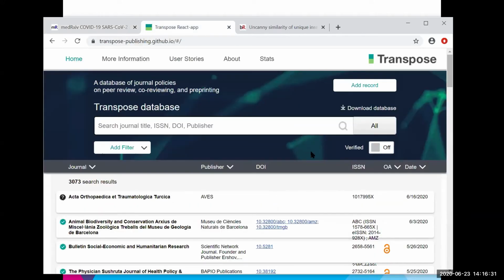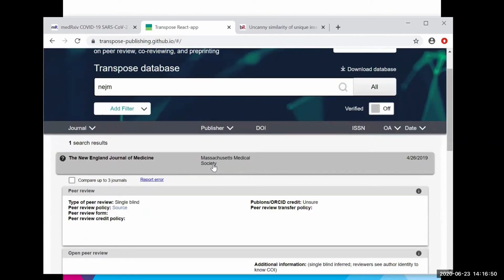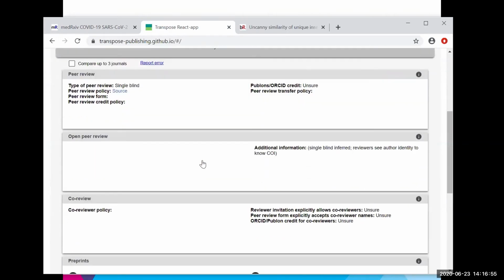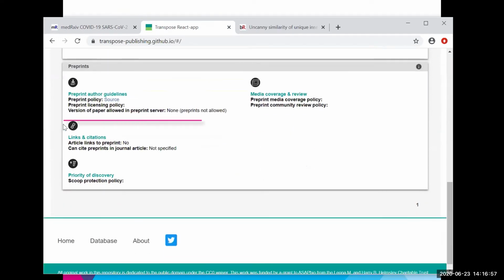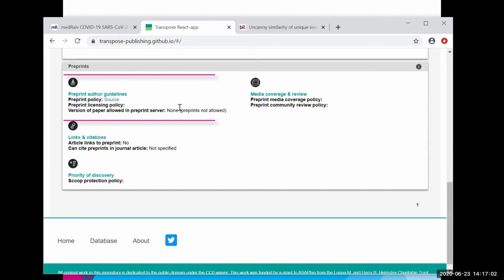So here we go to Transpose. As you can see, it is a database of journal policies on peer review, co-reviewing, and preprinting. So I am going to do a search for the New England Journal of Medicine. There it is. And we're going to take a look at their preprint policy. So the preprint policies are at the bottom. And we can see that the version of the paper allowed in a preprint server is none.